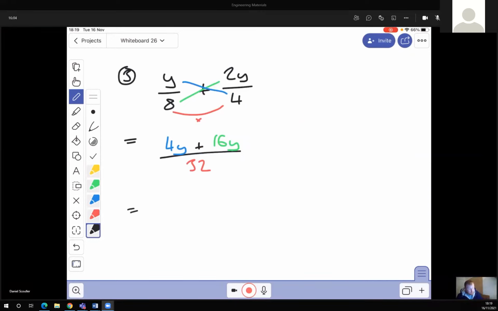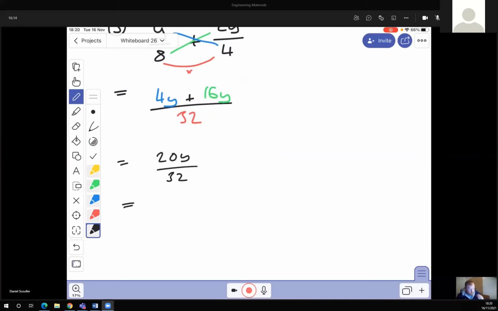So 4y plus 16y gives you 20y over 32. And we can simplify those numbers. So remember, we can simplify each part of that expression. So that 20 over 32, if you think about it, they're both in the 4 times table. So you're going to get 5y over 8.